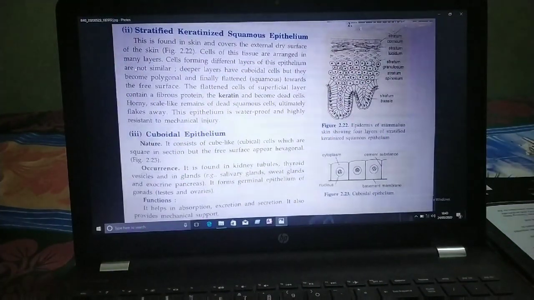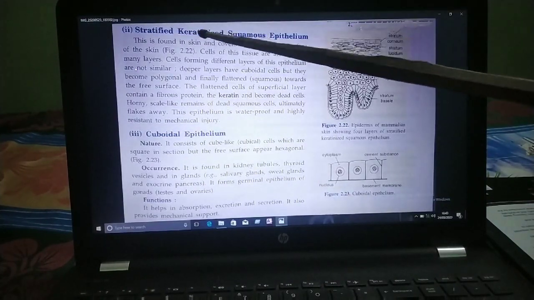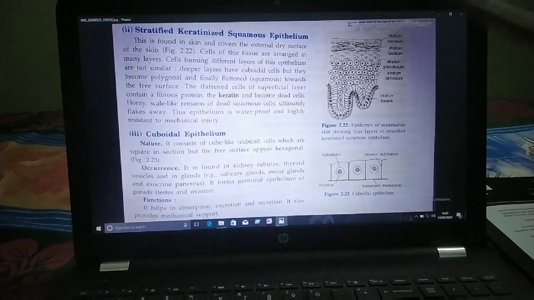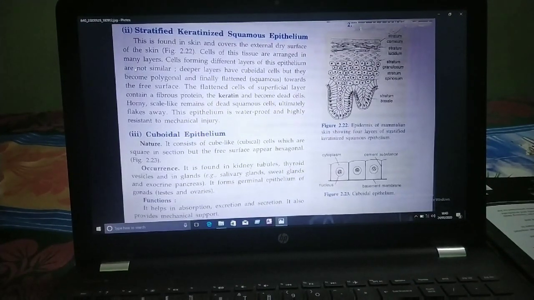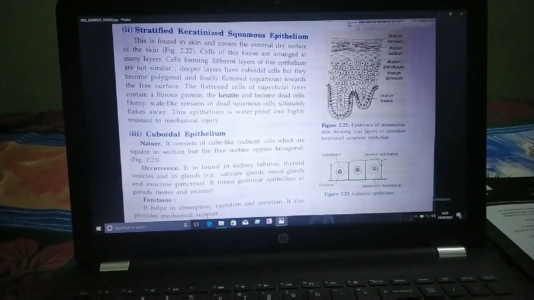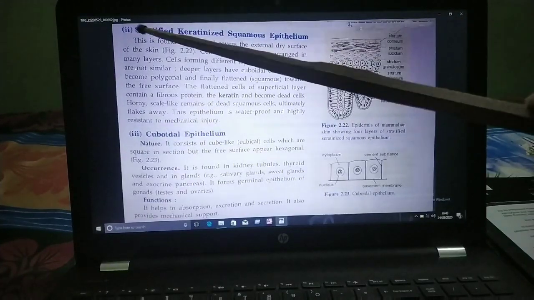Okay children, let's start our lesson. In the previous class, we studied the squamous epithelium tissue. So children, today we will start with the stratified keratinized squamous epithelium. There are different types of epithelium. This one is found in skin and covers the external dry surface of the skin.